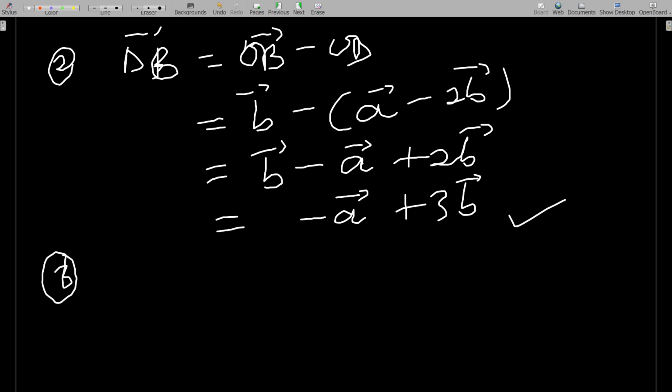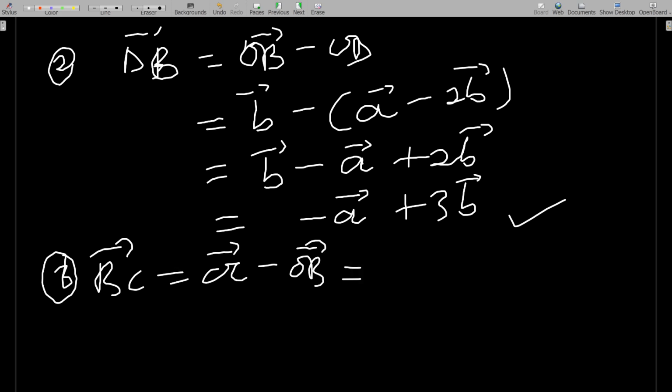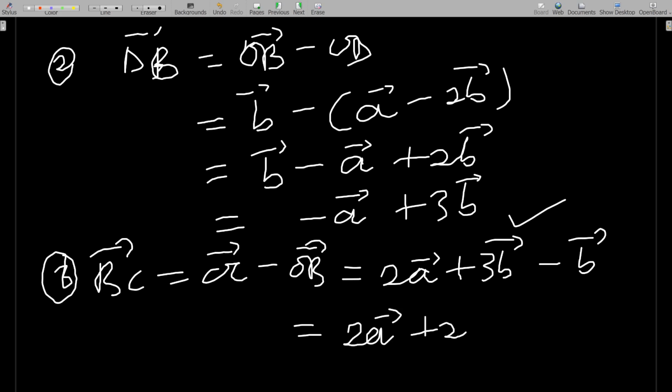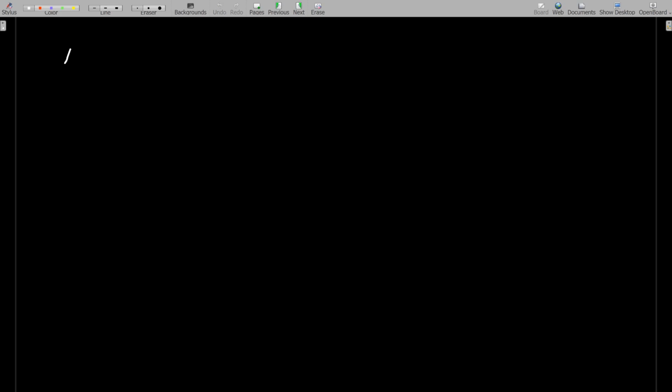The third one is to solve for BC, which is equal to OC minus OB. OC is 2A plus 3B, minus OB, which is small b. At the end this gives me 2A plus 2B, or you can write it as 2 into A plus B, where I just factorized 2 out. You can write it like that or keep it as 2A plus 2B. Very, very simple. Now let's look at the last one, which is the fourth one, and it's giving us CA.